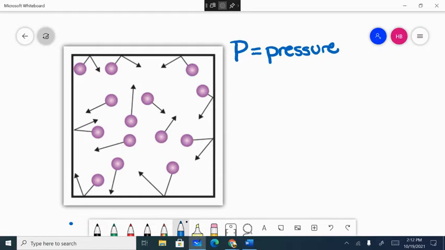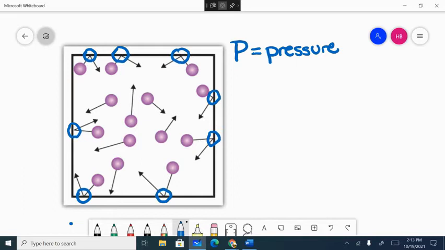pressure is actually a measure of a force, and that force is caused by the particles hitting the wall of the container. So here's kind of a visual of what pressure looks like. You can kind of picture also that the more particles that you have, the more pressure that you will have. The more collisions with the walls of the container, the higher the pressure will be. So this is force per unit area.